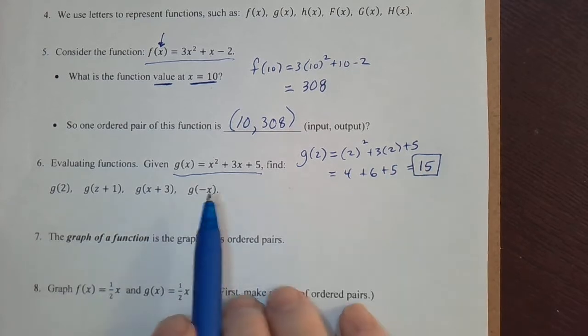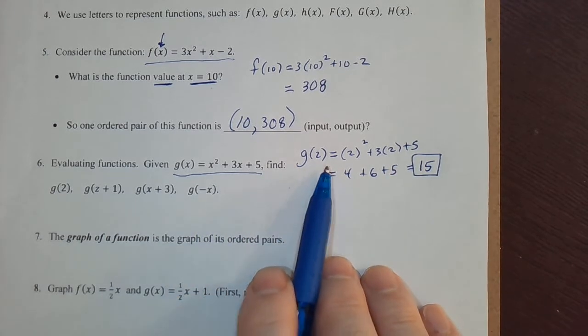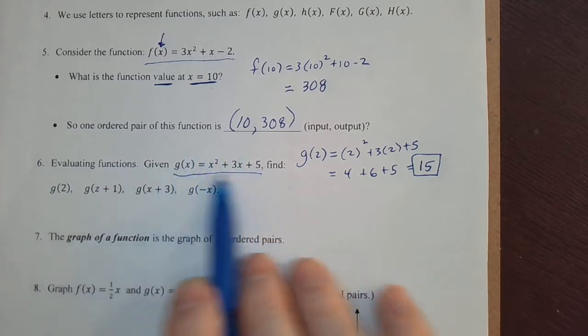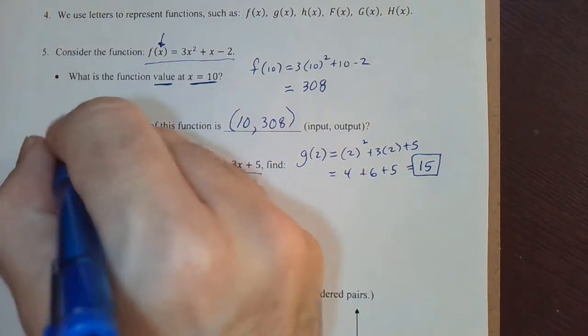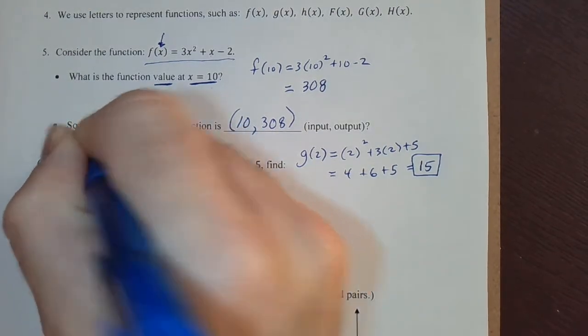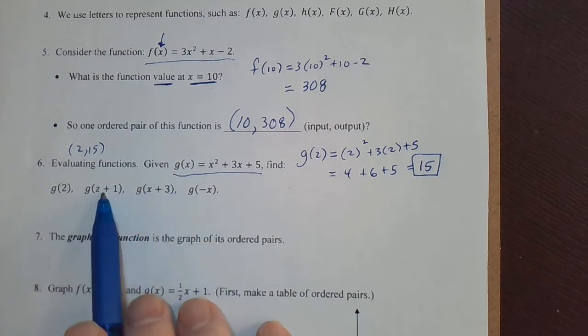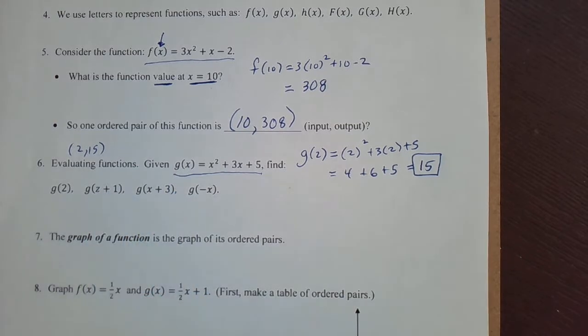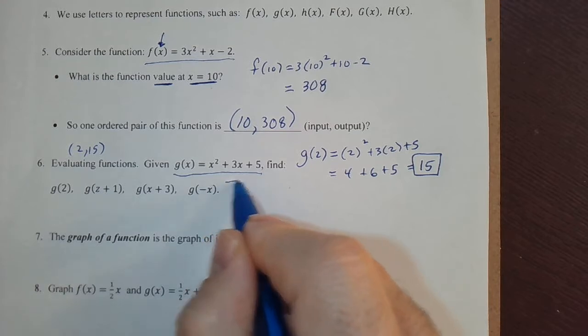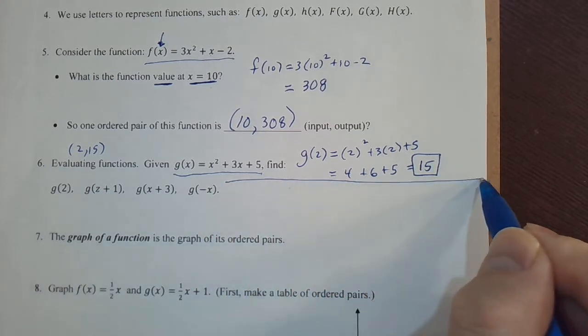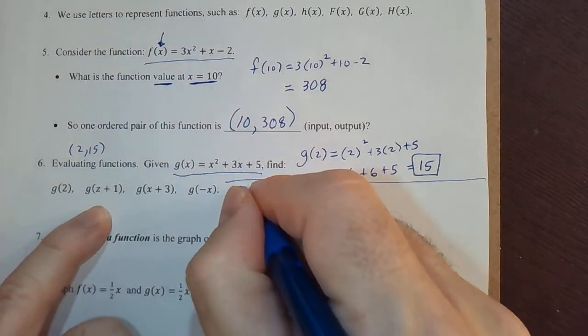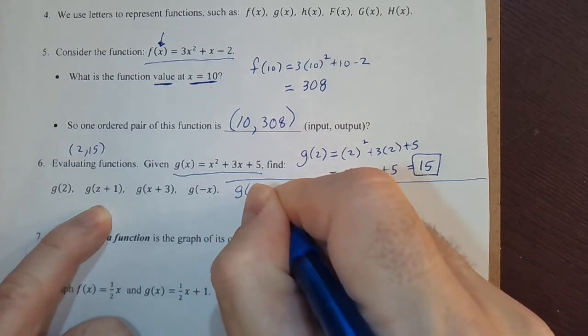If you wanted to make a note of the ordered pair that corresponds to one of the ordered pairs with this function, it would be, I'll write it up here, 2, 15. Now the others I'm not going to do that because we're not plugging in numbers. We're plugging in variables or variable expressions. So this is g of z plus 1. So let me again give myself some room here. G of z plus 1.